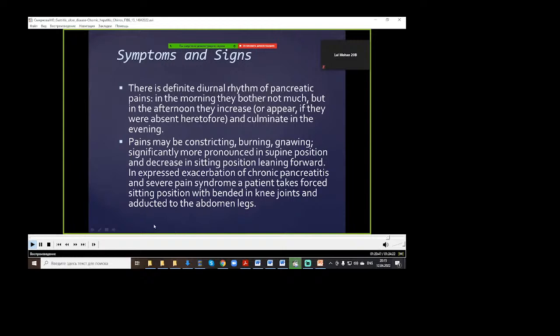Pains may be constricting, burning, gnawing, significantly more pronounced in the supine position and decreasing in the sitting position, leaning forward. In expressed exacerbation of chronic pancreatitis and severe pain syndrome, a patient takes a forced sitting position with knees bent and legs adducted to the abdomen.